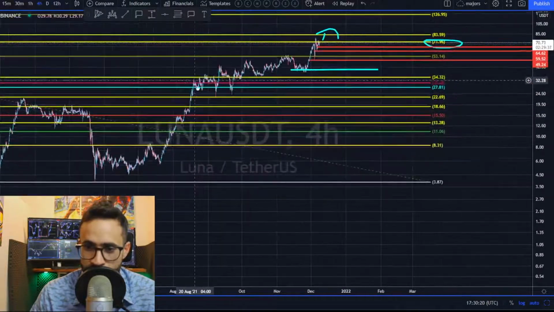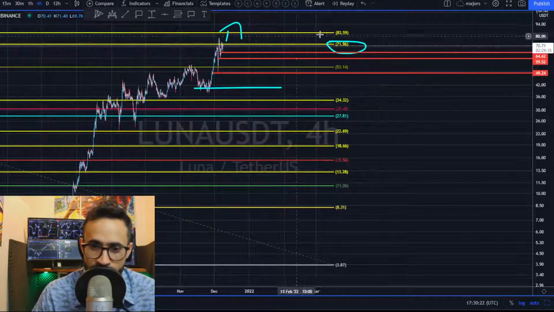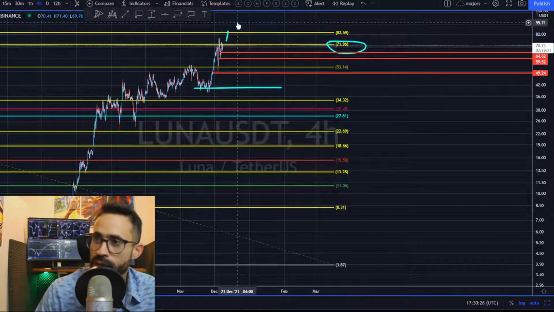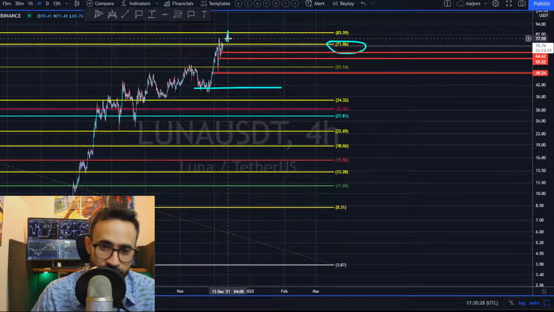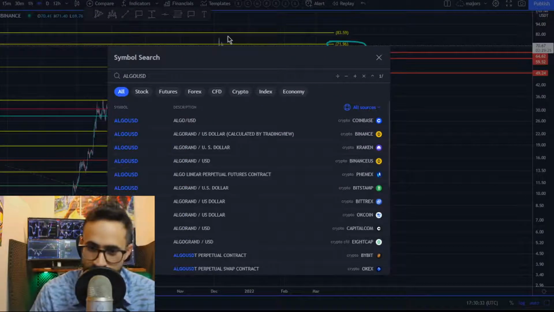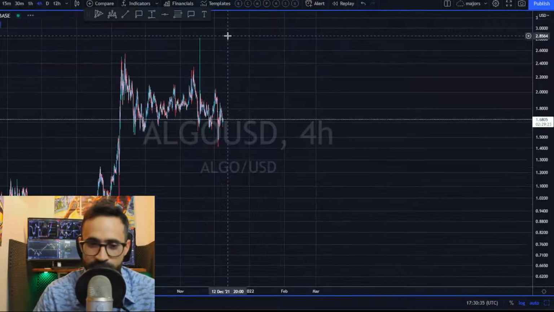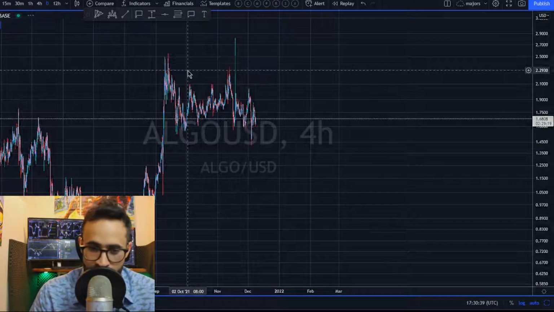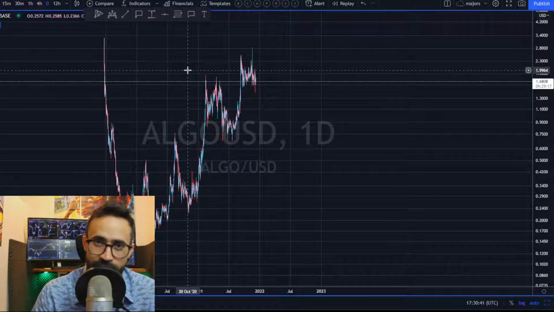All right. So ideally, we want to see a close above 71, 72, and then upwards continuation. All right, I'm going to cover Algo. Algo is one of the ones where I'm still bullish on, but it keeps giving me the not so friendly treatment, right?